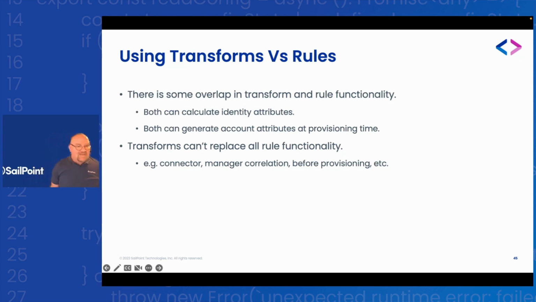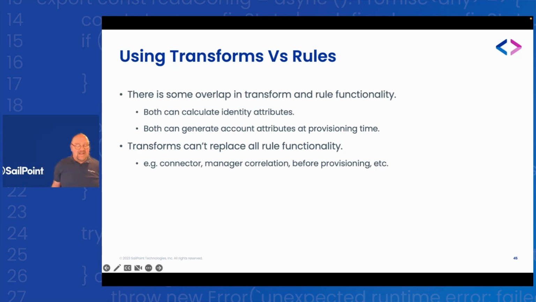Both can generate account attributes at provisioning time. Both can calculate identity attributes. So use the best tool for the job. There are some areas that transforms can't be used at the moment, like connector management, correlation type rules before provisioning, etc. But again, if you can use transforms, I would certainly try and take stock in that.